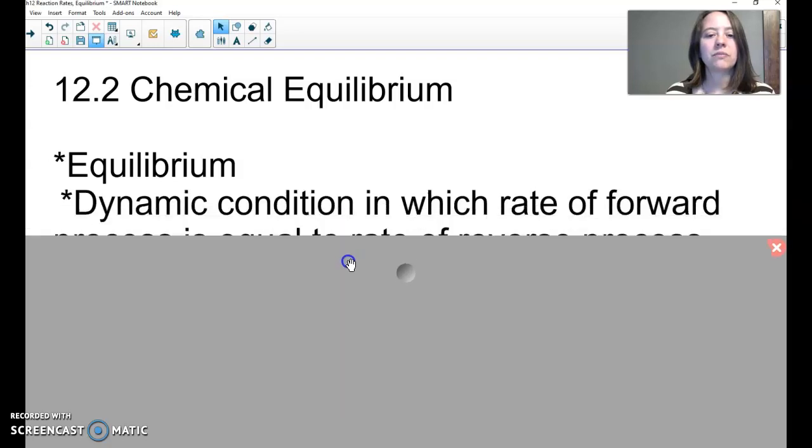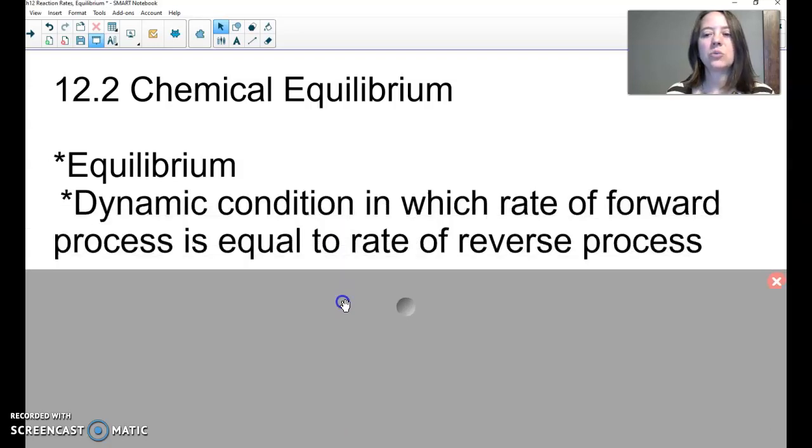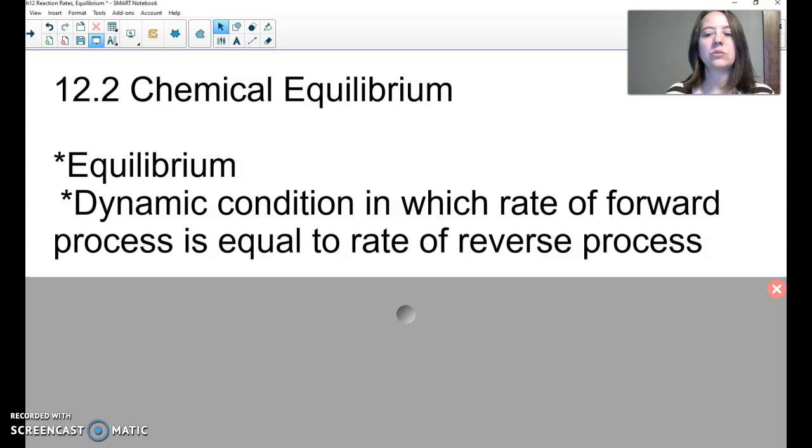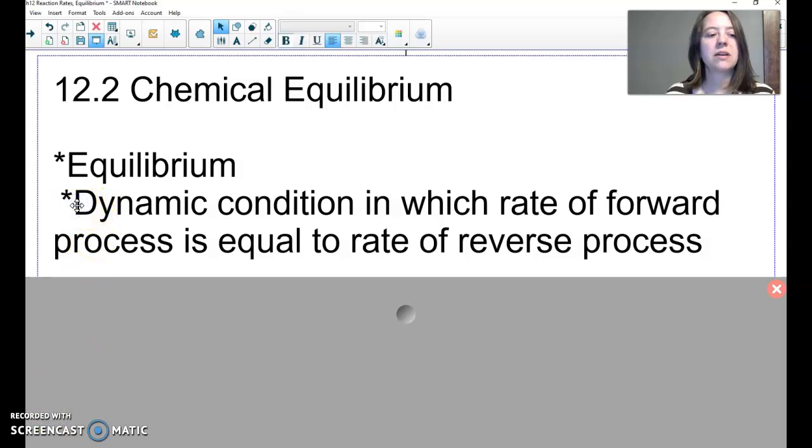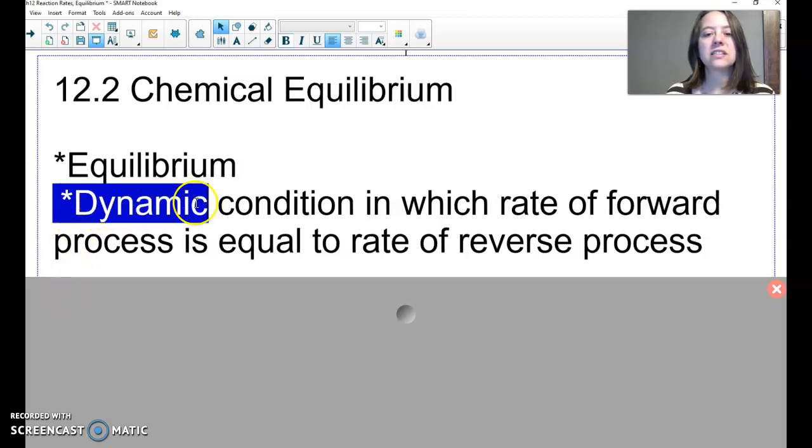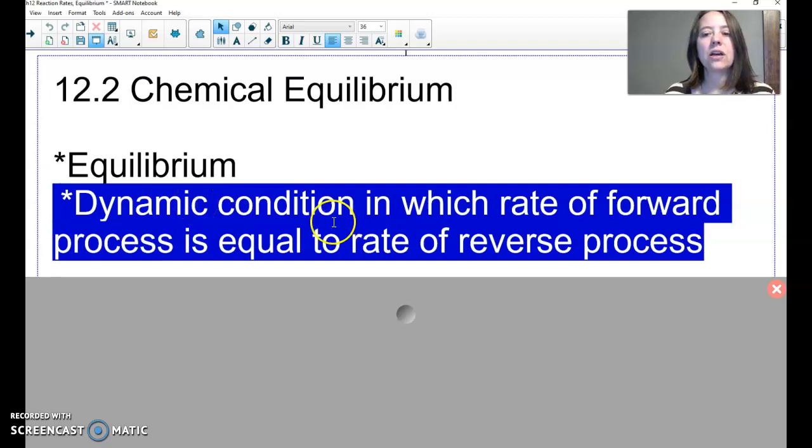So equilibrium is a dynamic condition in which the rate of the forward process is equal to the rate of the reverse process. And let's highlight a couple of things here. Dynamic means that it's not just a stagnant state. There are things that are happening. So there is a forward process, but it's equal to the reverse process, so we don't see that it changes a lot in the overall picture, but it is changing.